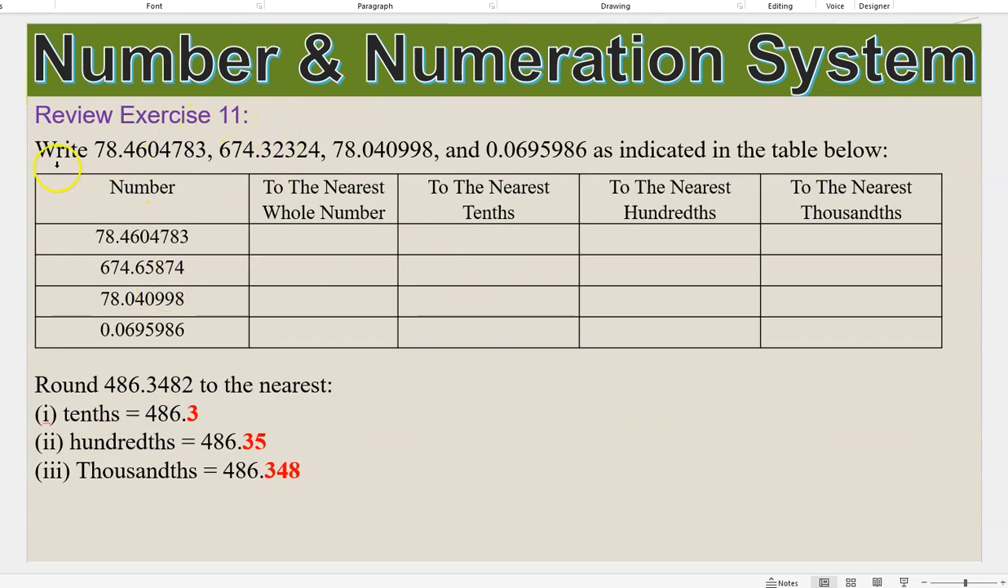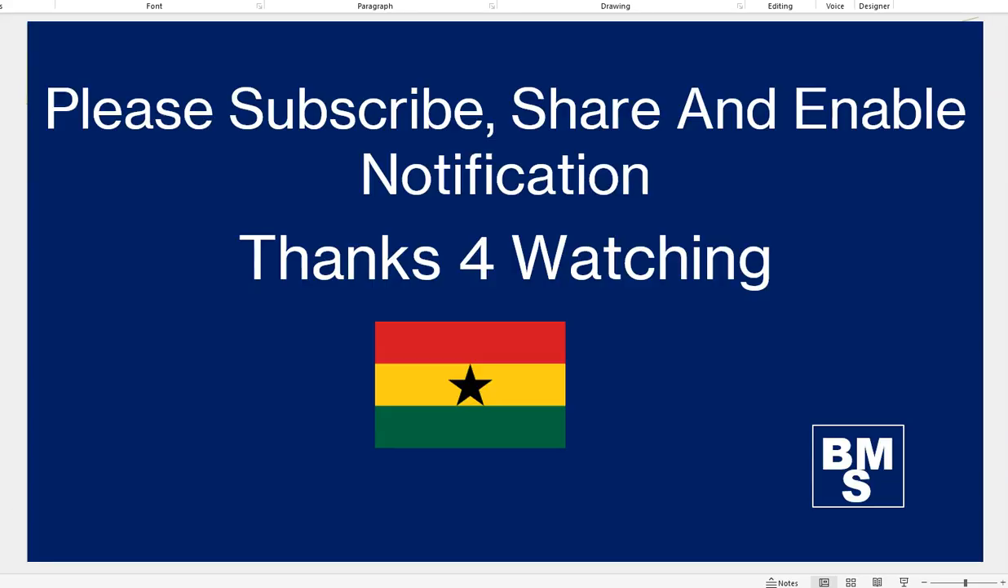Review exercise 11. This is an example I've indicated here. Please try and then fill in the blank spaces. The next question is 486.3482 to the nearest tens, hundreds, and ones. I've provided answers, but please try and solve it on your own.